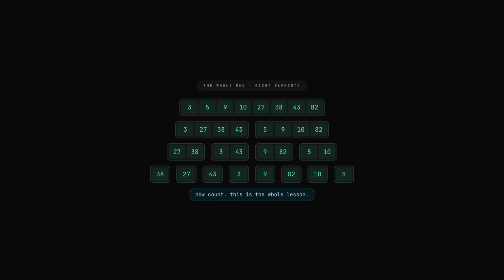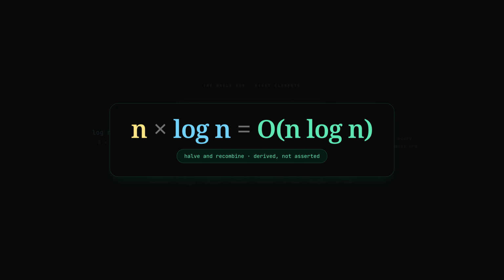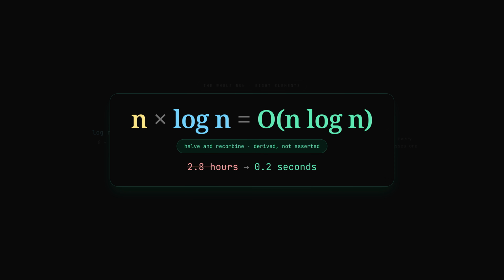Now count, because this is the whole lesson. 8 halves down to 1 in 3 doublings, log n levels. And at every level, each of the 8 elements passes through exactly 1 merge, n work per level. N work times log n levels. Order n log n. That's the rung from Lesson 1's ladder, the one labeled halve and recombine. Derived, not asserted. 1,000,000 elements, 20 levels, 20 million moves, a fraction of a second. The 2.8 hours just became 0.2 seconds, and you watched every move that did it.